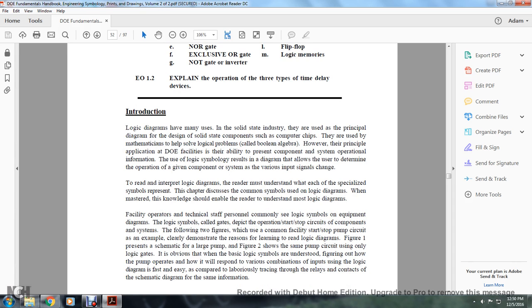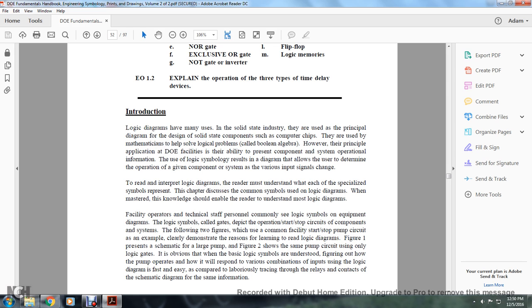Logic diagrams have many uses in the solid-state industry. They are used with the principle diagram to design solid-state components such as a computer chip. They are used by mathematicians to help solve logical problems called Boolean algebra. However, the principal application in the Department of Energy facilities is the ability to present component and system operational information. A logic diagram allows the user to determine the operation of a given component within the system for various input and signal changes.